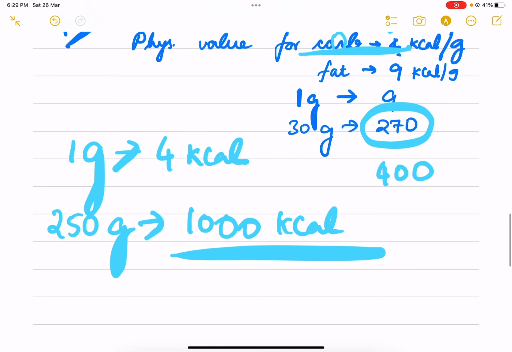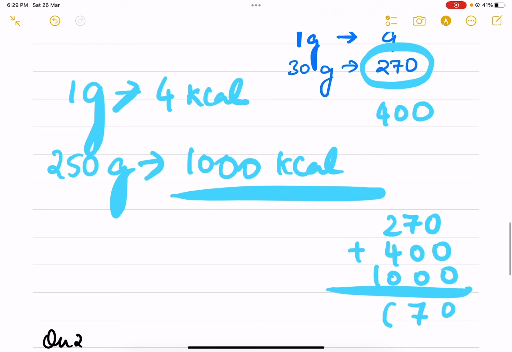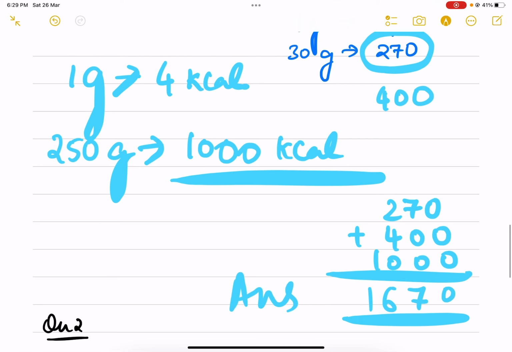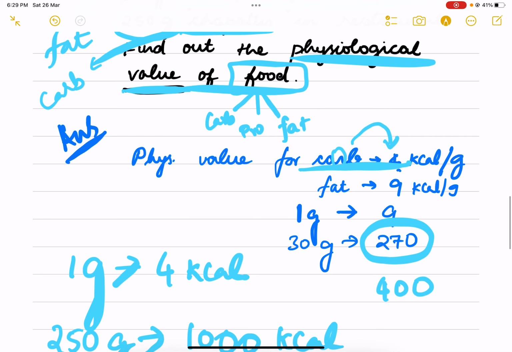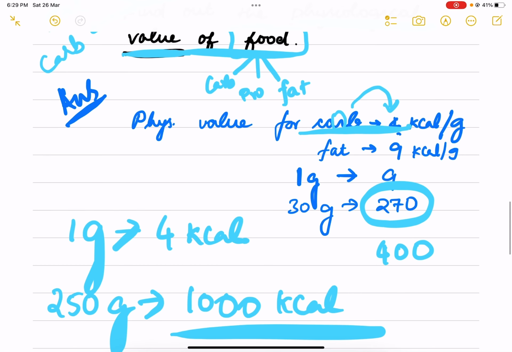So now if you add them all, it is 270 plus 400 plus 1000. So what is the result? 1670. So the answer would be 1670 kilocalories as the physiological value of the food.